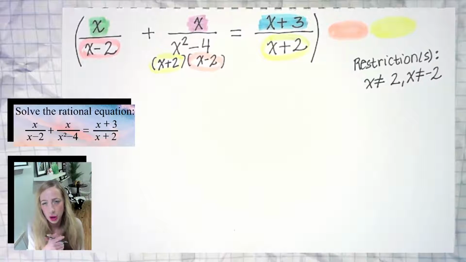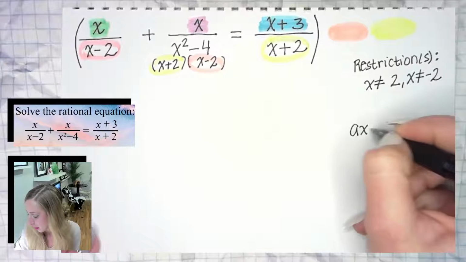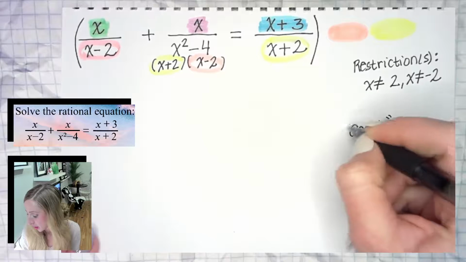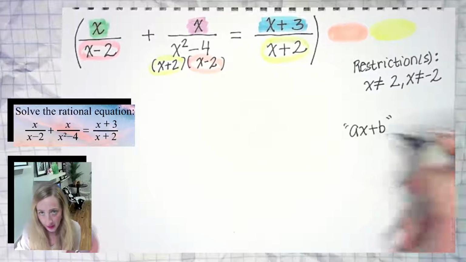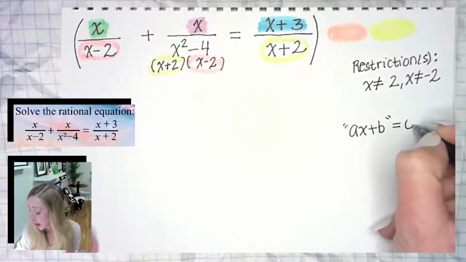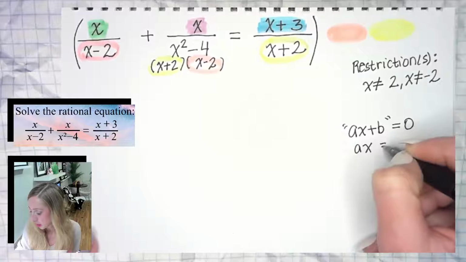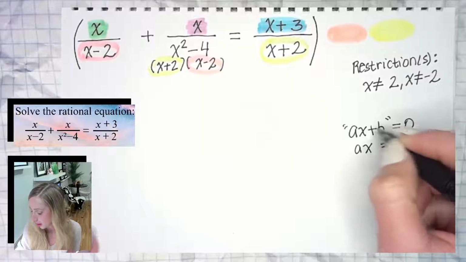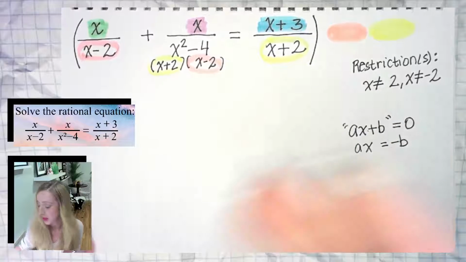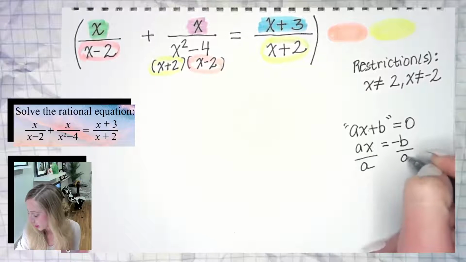If your denominator looks weird in any way, maybe it's some ax plus b in your denominator, in order to find out what would make it equal 0, I know this might sound crazy, but you set it equal to 0, and then you isolate x. Whatever that b value is, you bring it to the other side. If it was negative, it becomes positive. If it's positive, it's negative. And then you divide by whatever that a value is.